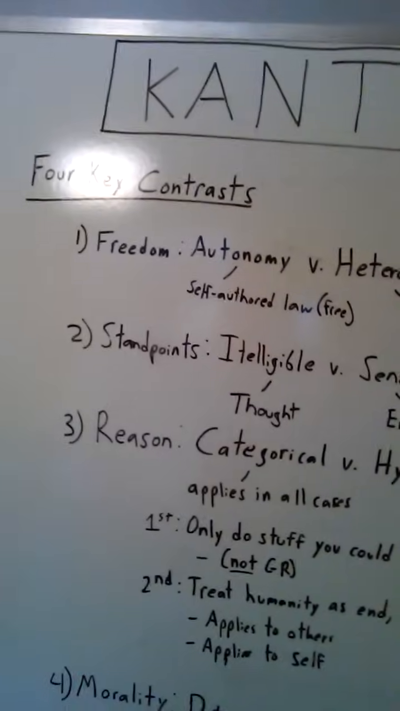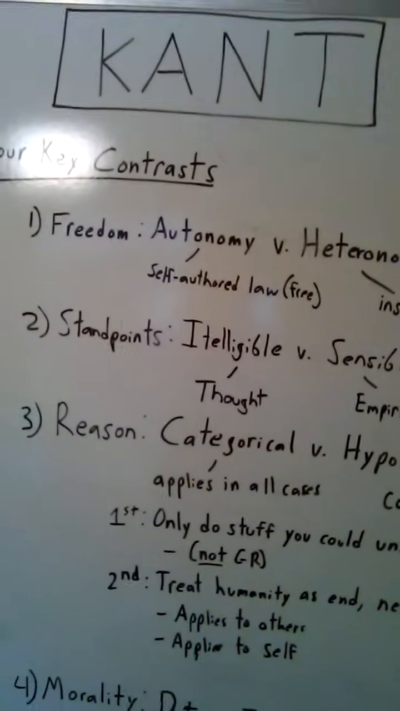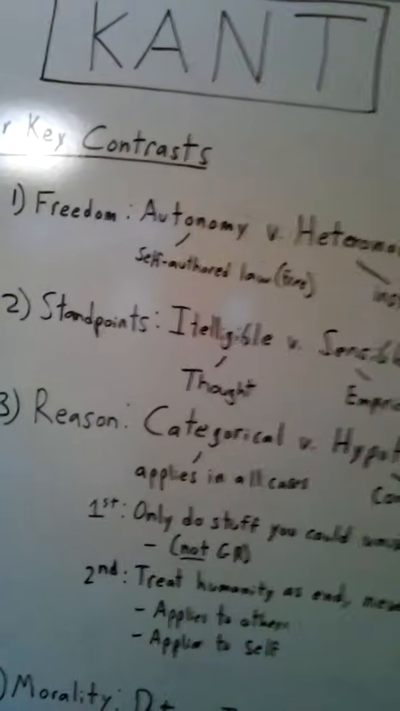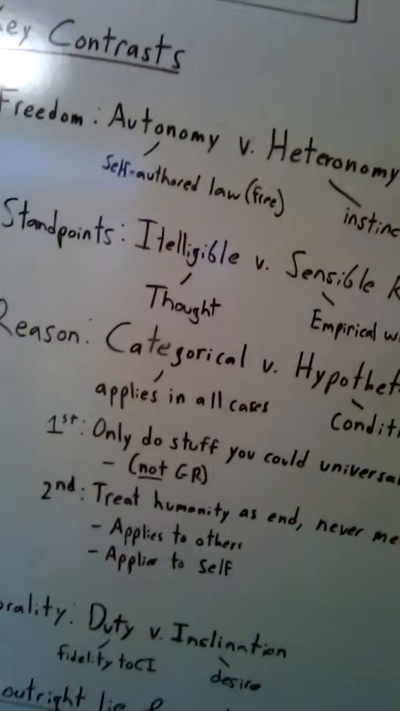We first heard about Dr. Kant when we were reading Solomon's book in his chapter on morality, but that was just a very brief discussion of Kant then. So now we're going to take a much deeper dive into his content. We're going to frame the discussion according to four distinctions in four areas that Sandel helpfully provides. Those areas are freedom, standpoints, reason, and morality.